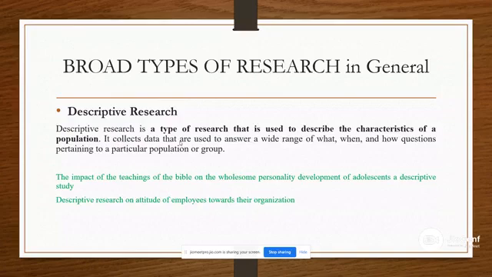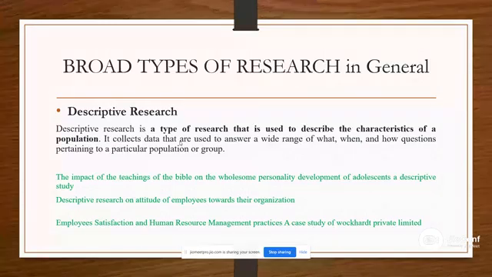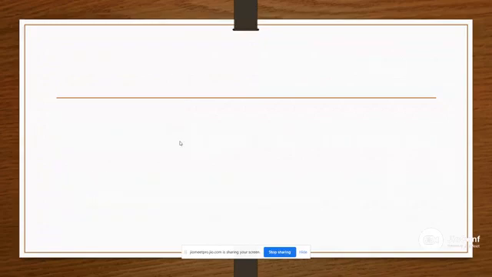Descriptive research on attitudes of employees towards their organization, employee satisfaction and human resource management practices, a case study of Workart Private Limited. So if you take one paper and you are reading it, and on reading it you recognize, okay, they have described certain things, that means they have done a kind of descriptive research.